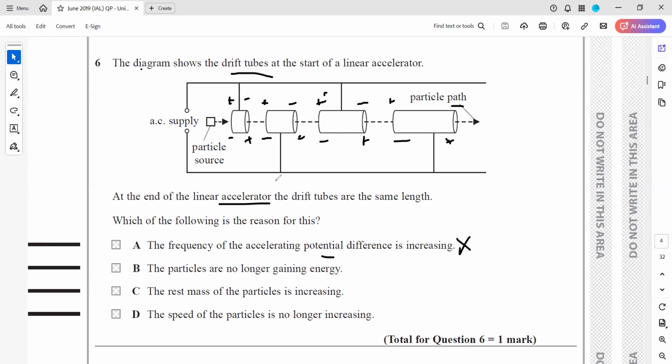The particle has no longer gained energy. It will gain energy, but what will happen? The particle will have a sufficient speed, and when the particle moves close to the speed of light, what will happen? Its mass increases. So as its mass increases, it does not have the same change in speed. So the particle will no longer gain speed. It will gain energy, but the gain in energy will be affecting its mass.